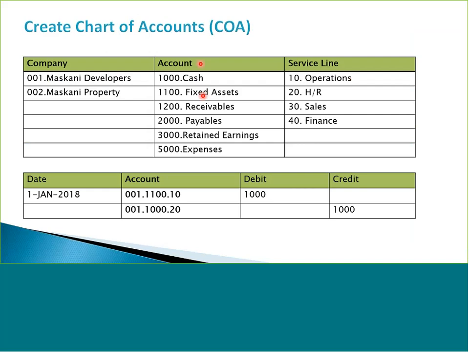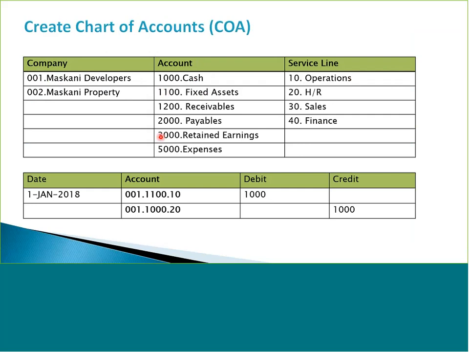So remember I told you that the values are also represented in numerical values. So Maskani Developers is company 001. Maskani Property is company 002. The cash account is account 1000. The fixed assets is 1100.